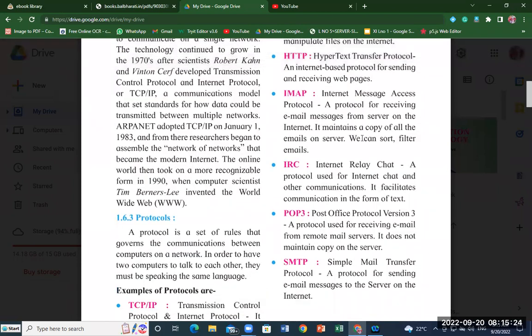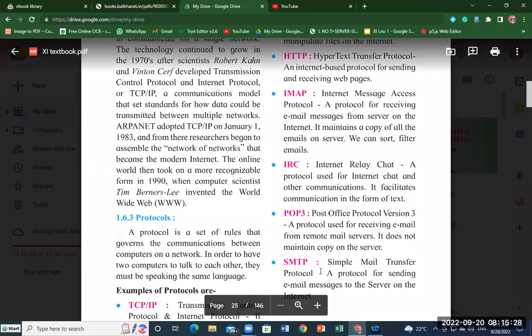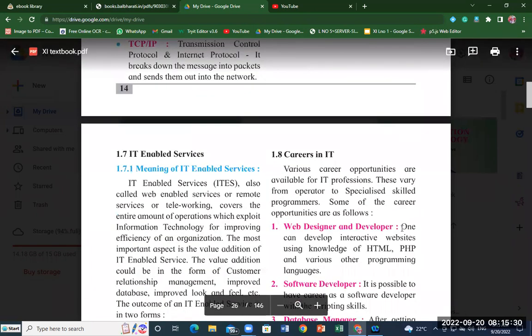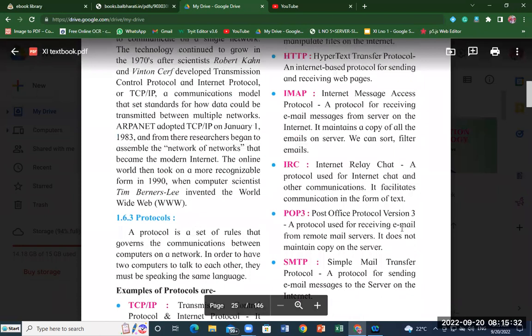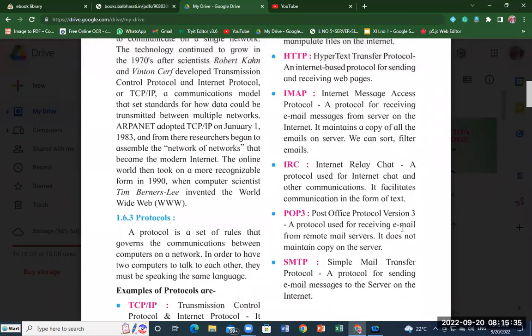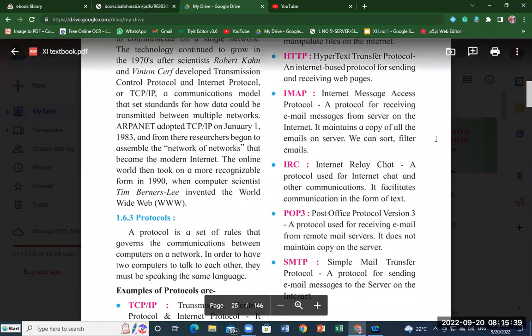IMAP, Internet Message Access Protocol. IMAP and SMTP. These are the two different protocols which are used for sending and receiving the mails. Okay. Now, IMAP is used for receiving the emails.